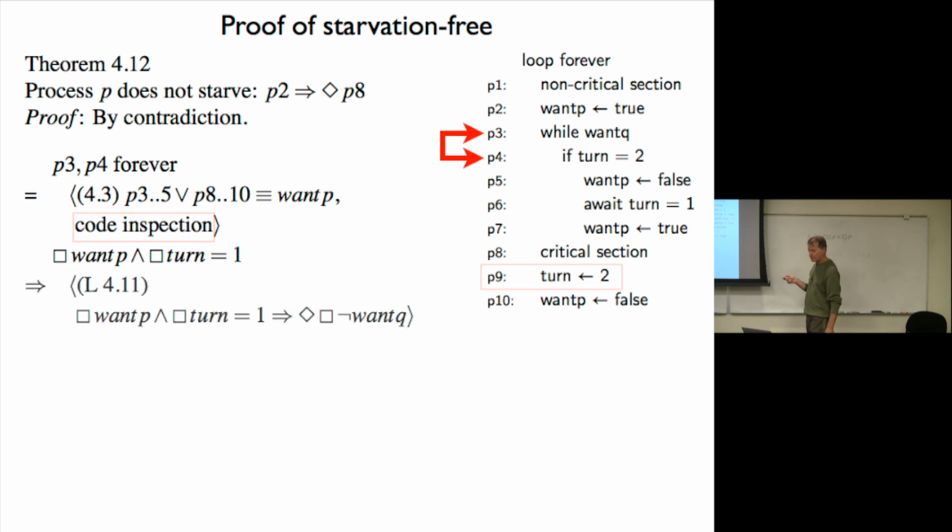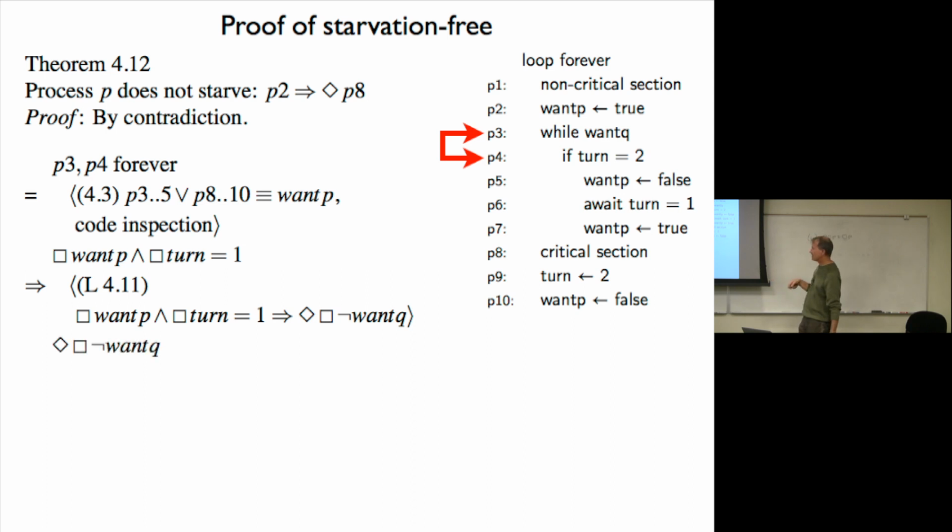And now isn't 4.11 the one that we proved initially? And what did it say? Always want P and always turn equals 1 implies what? Eventually always not want Q. Okay, so that gives us eventually always not want Q.